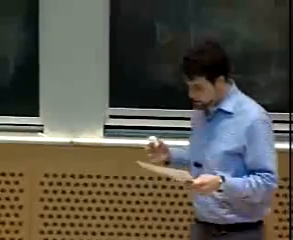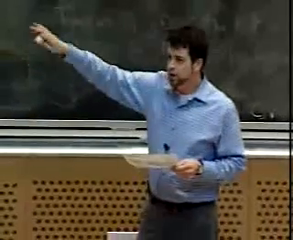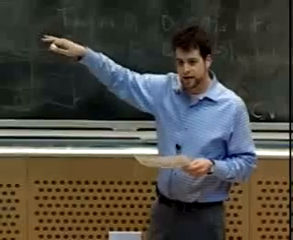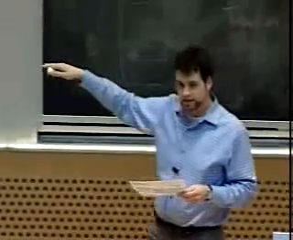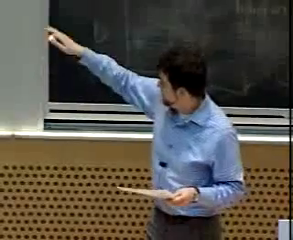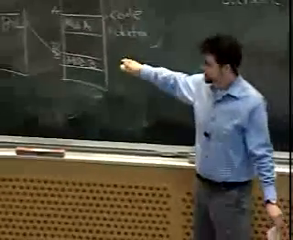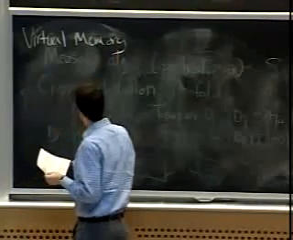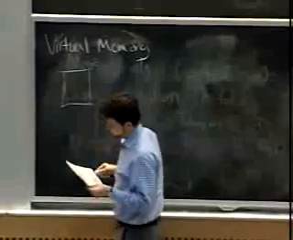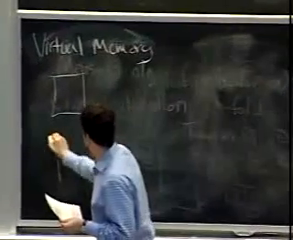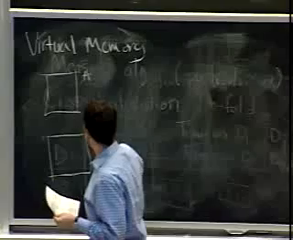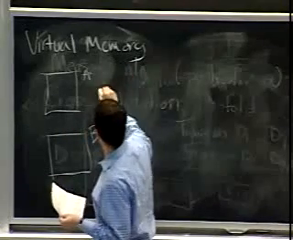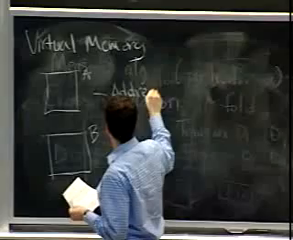Okay? So in order to do that, what we're going to need to do is to interpose some sort of software in between the memory accesses that each module makes and the actual memory access. So this is the virtual memory abstraction. The idea is as follows. For each one of our modules, say A and B, we're going to create what's known as an address space.